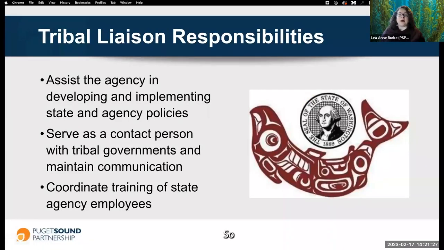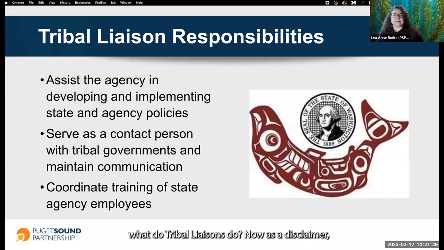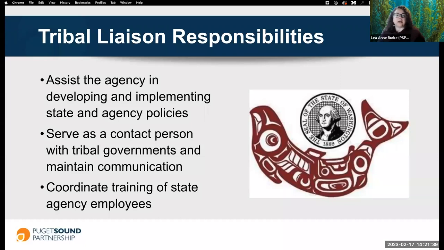So what do tribal liaisons do? As a disclaimer, my job description is much longer than this list you see here on the slide, and there can be variations on the title. You could be a tribal liaison, a tribal affairs manager, or a director of tribal engagement. It can vary from agency to agency, and the scope of responsibilities may expand with that.